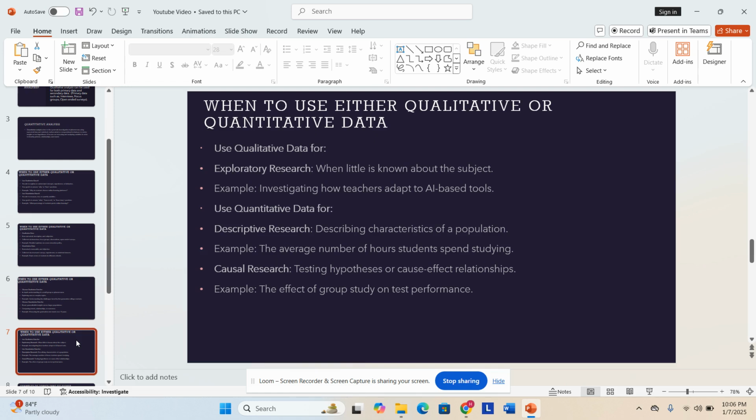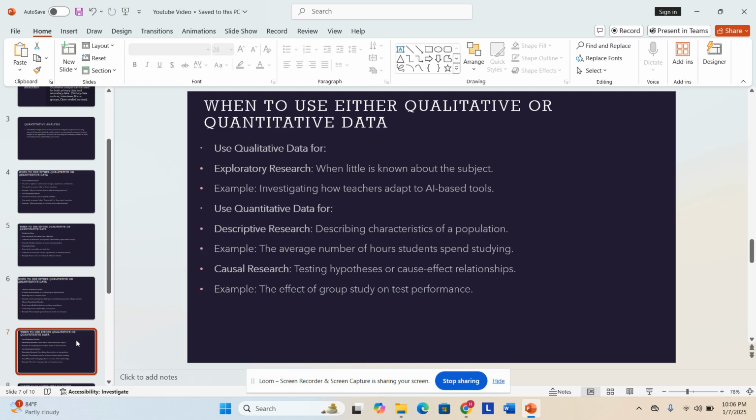What you want to know there is not how many teachers are adapting to it. That won't help you to get how they are really adapting to it. You don't really want to know the number of teachers that are adapting to it. It's not really about the schools that are adapting to it, but it is about how teachers are adapting to it. All right, so you really want to use qualitative data for that, but use quantitative data for descriptive research.